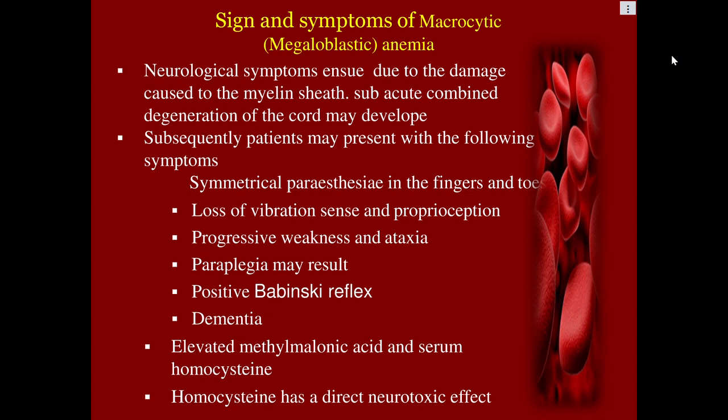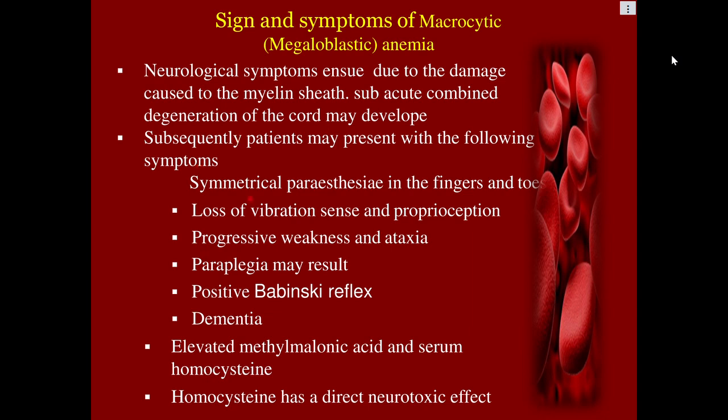Next slide. Here we are talking about signs and symptoms of macrocytic anemia. Macrocytic is also called megaloblastic anemia, large cells, with an MCV of more than 100. A patient may end up presenting with neurological symptoms due to damage of the myelin sheath, what we call subacute combined degeneration of the cord.